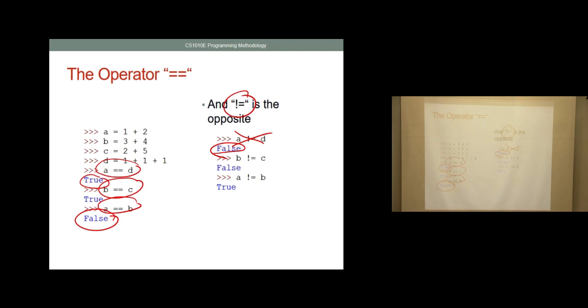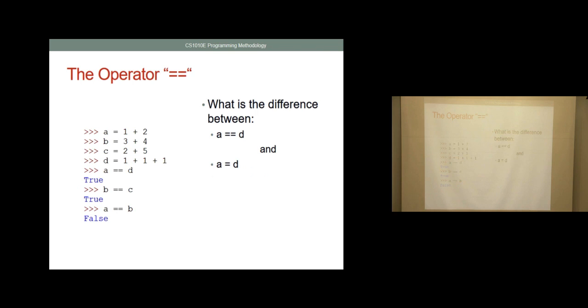And then the last statement, now I tell you, A is not equal to B. Am I telling the truth or not? Now I'm telling you the truth, and that's why it returns a true value. So that's how you use these operators, and try to understand it. And one more thing: what is the difference between I type A == D or A = D? Can anyone tell me?